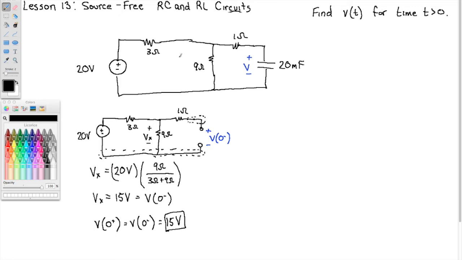Okay, now that we've got how many volts the capacitor starts with, now let's consider after the switch. So I'm going to come up here to my original figure, and I'm going to open this switch, right? Now, because this switch is open, there's no return path for this current here. So there is no current here. And so the only place we have current is this loop on the right. Observe this is a source-free RC circuit.